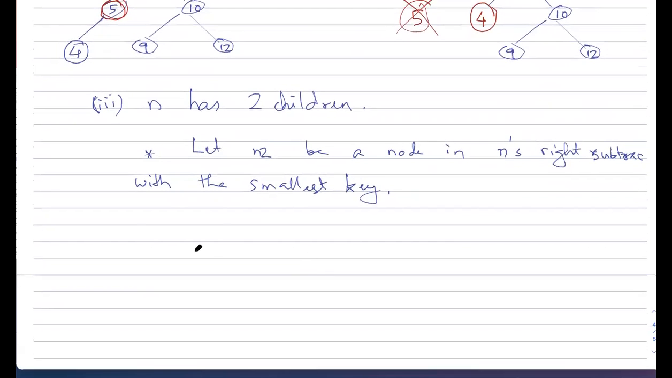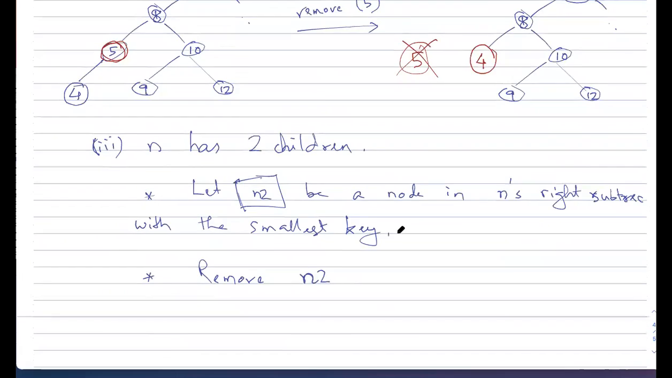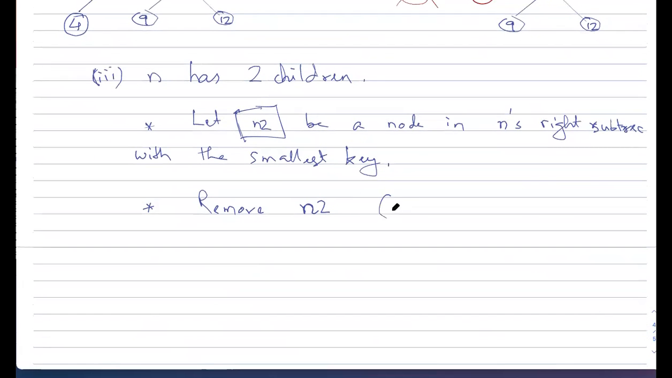So after you do that, the next step is to remove n2. You would remove n2 because n2 will have one of the two configurations above. Either it has only one child or no child, because that's easy to remove. So n2 has no left child, right?